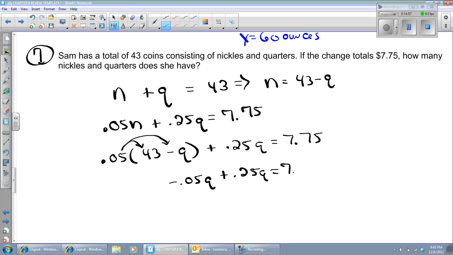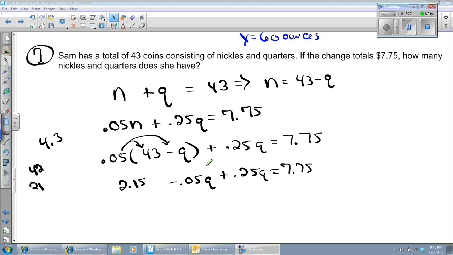7.75, and I'm thinking 10% of this is 4.3, right? And half of 4.3, half of 40, well, half of 42 would be 21, right? So I'm thinking it's going to be 2.15. Yeah. So this should be 2.15. But let me just double check that. Yeah, I like that answer a lot.